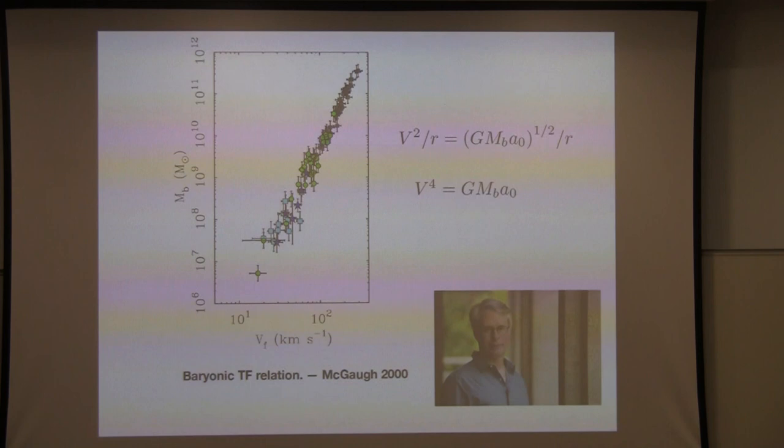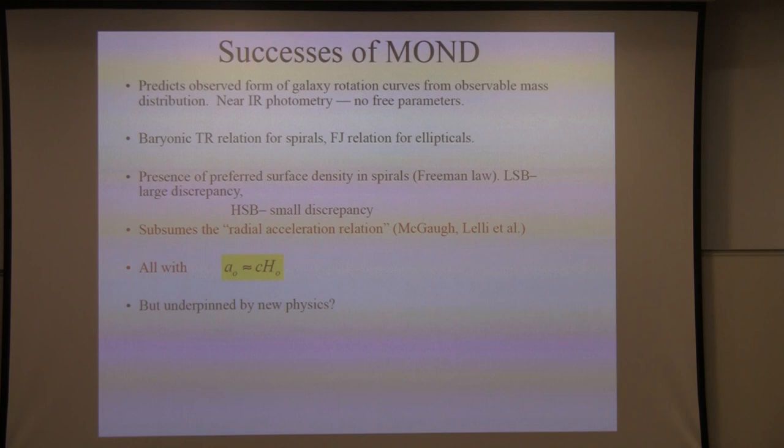So I'll just summarize the successes of MOND. It predicts the form of galaxy rotation curves from the observable mass distribution.